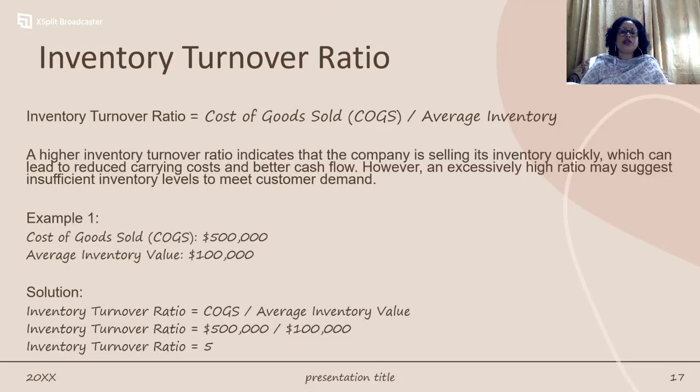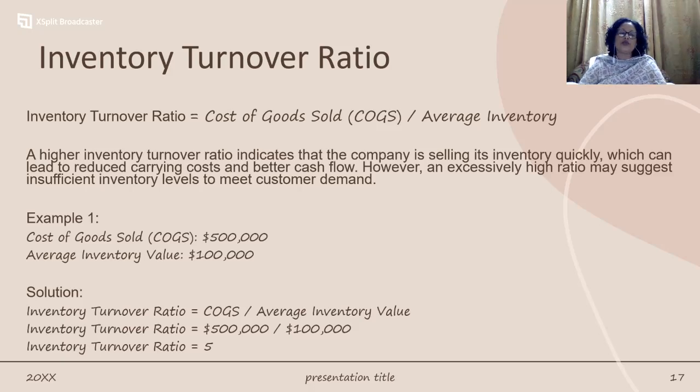Now, inventory turnover ratio, the formula given is cost of goods sold divided by the average inventory. A higher inventory ratio indicates that the company is selling its inventory quickly, which can lead to reduced carrying cost and better cash flow. However, an excessively high ratio may suggest insufficient inventory levels to meet customer demand.